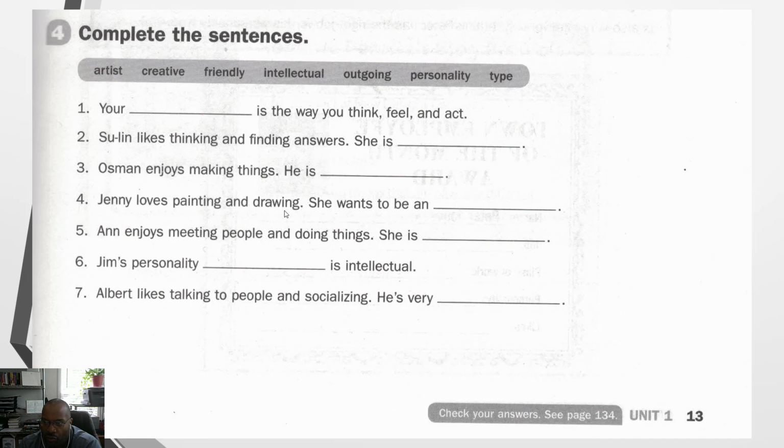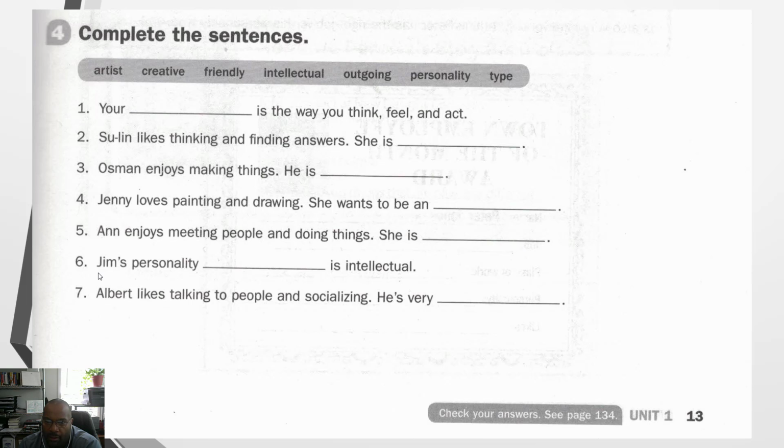Jenny loves painting and drawing. She wants to be an, so that helps me out big time. And the next word is going to have to be a vowel. So I chose artist. She wants to be an artist. Anne enjoys meeting people and doing things. She is, I wrote down, outgoing.